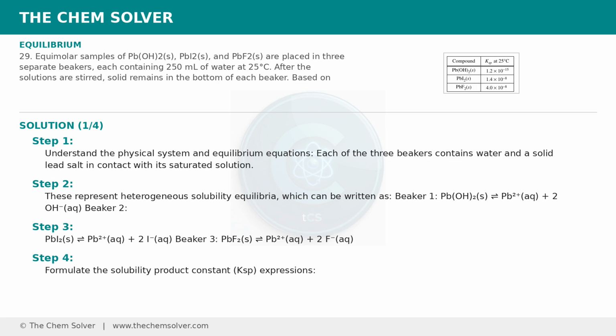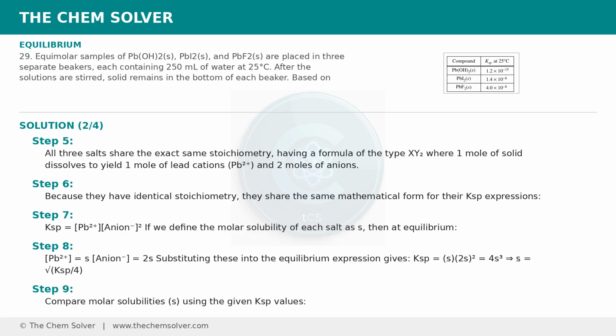Formulate the solubility product constant, Ksp, expressions. All three salts share the exact same stoichiometry, having a formula of the type XY2, where 1 mole of solid dissolves to yield 1 mole of lead cations, Pb^2+, and 2 moles of anions. Because they have identical stoichiometry, they share the same mathematical form for their Ksp expressions.